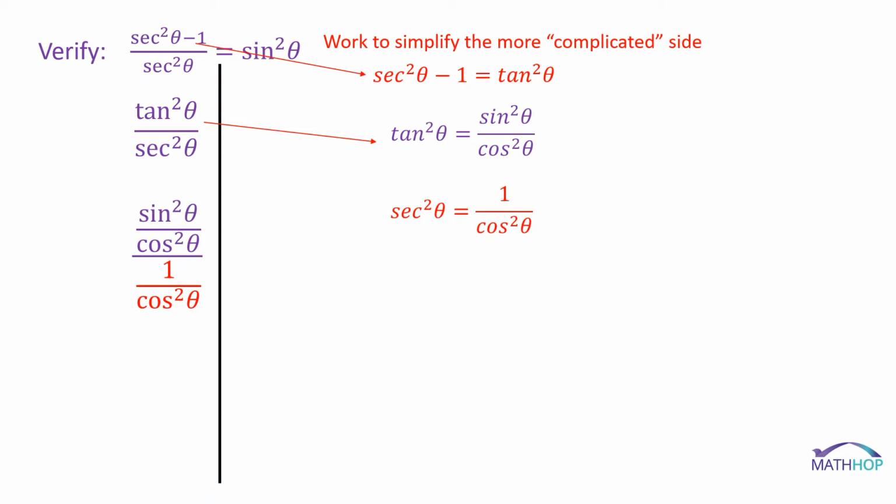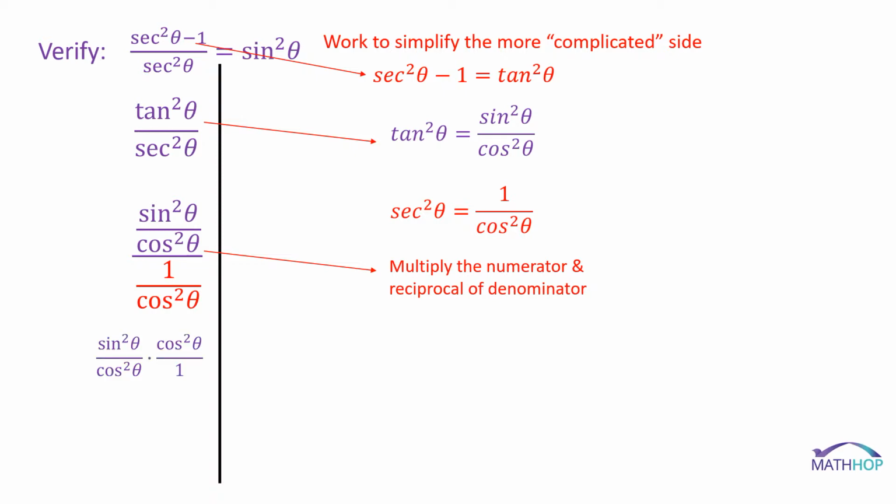But not to worry, just like we've always done with fractions, when you are dividing a fraction by a fraction, you are going to take the numerator and multiply by the reciprocal of the denominator right here. Now, when you set it up that way, look what happens. Cosine squared of theta is going to divide out. So let's just cancel that out right now. We're left with sine squared over 1. Sine squared over 1 is simply sine squared of theta.